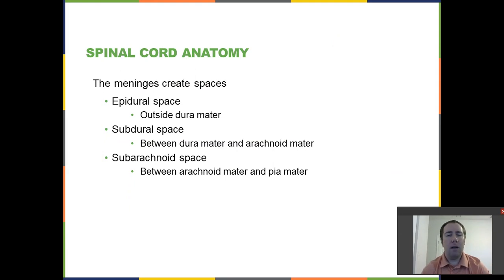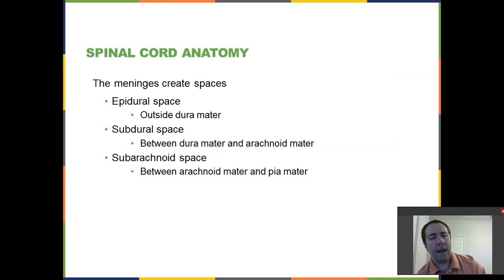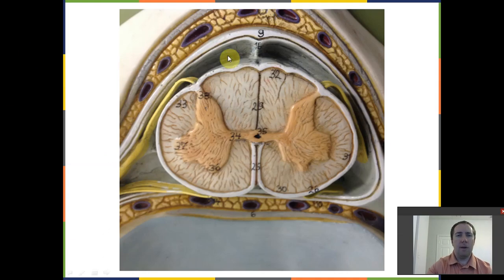Then we have the subdural space. Sub means under. So this is the space under the dura mater. And if it's under the dura mater, that means it is above the arachnoid mater. And so it's between the dura mater and arachnoid mater. So that is this fatty area here. And then we have the subarachnoid space. So this is between the arachnoid mater and the pia mater, which is going to be the open area here.